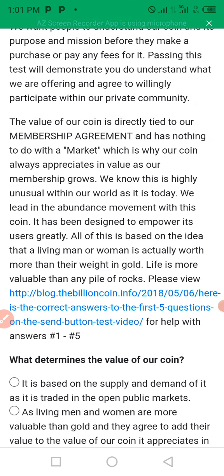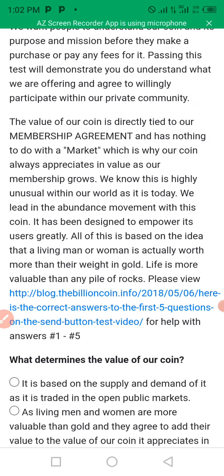So this is exactly what I'm talking about. When we are talking about market-based cryptocurrency, TBC is not market-based cryptocurrency. It's a private coin with a membership agreement. So don't expect. Some people are making the mistake: why don't I see TBC on CoinMarketCap? Why can't we track it? You are making a mistake because TBC is private.